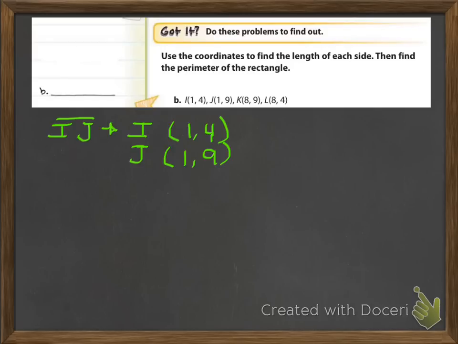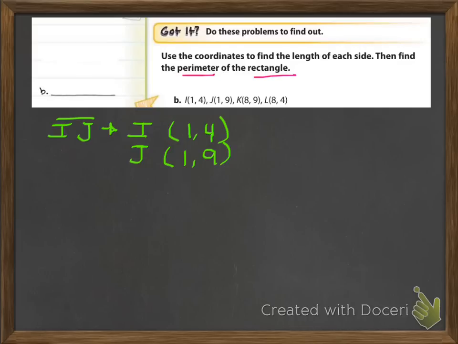And again, before we actually jump into it completely, it says use coordinates to find the length of each side, then find the perimeter of the rectangle. So again, they told you it was a rectangle, so that means you're really only looking for 2 of the side lengths, and then you can just multiply each of those by 2.